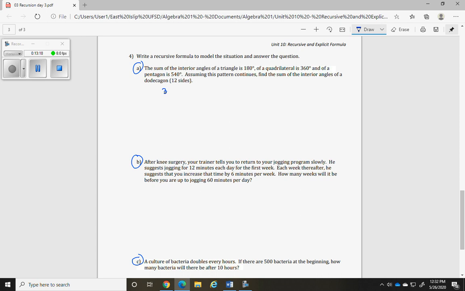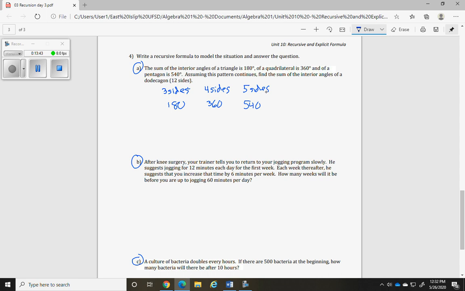So that's with 3 sides. The sum is 180. And then a quadrilateral has 4 sides, and that's 360. And then a pentagon has 5 sides, and that's 540. And assuming this pattern continues, find the sum of the interior angles of a dodecagon.